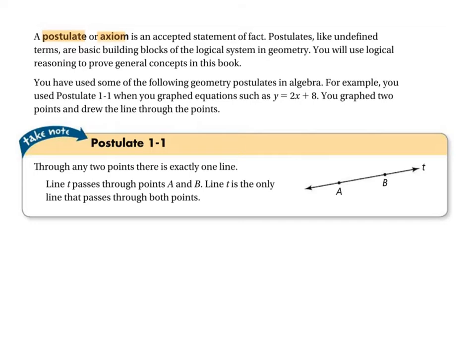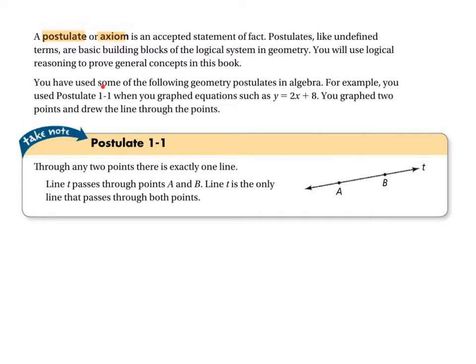Okay, well, besides terms, we also have postulates, otherwise known as axioms, which is an accepted statement of fact. We will make a statement that we will treat as true all the time as long as it fits the right requirements of the postulate. Okay? Postulates, like undefined terms, are the basic building blocks of the logical system of geometry. We're going to be able to build from this idea a bunch of other ideas. Okay? And we're going to use logical reasoning formally in Unit 2.